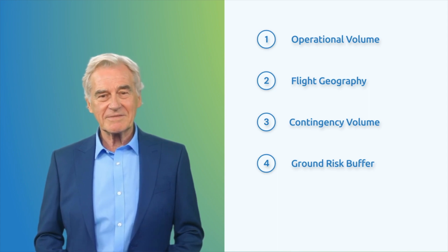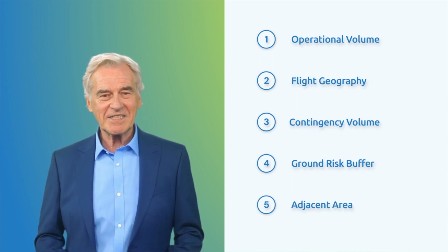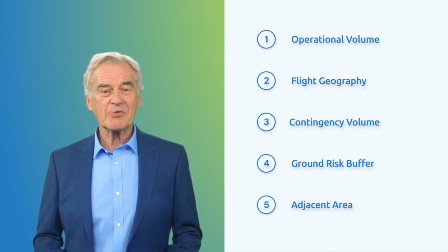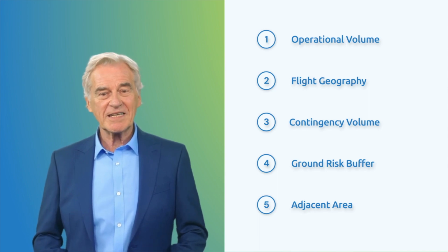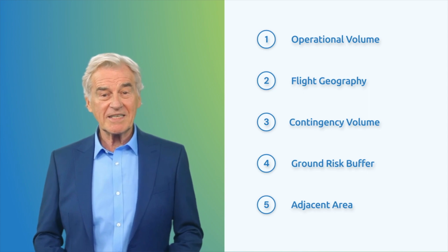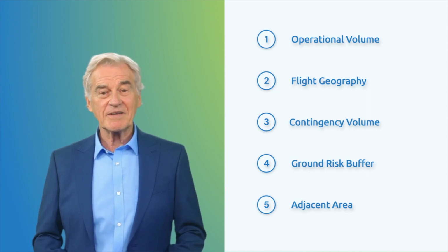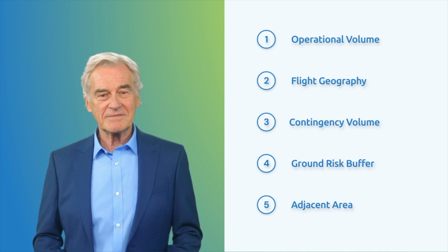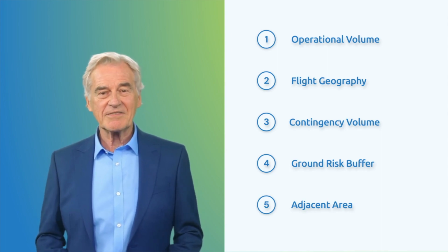And last, adjacent area. Think of the adjacent area as the space right outside the safe zone, kind of like your backyard after the fence. It's the area that comes right after the ground risk buffer on the ground and after the contingency volume in the air. Here, we're looking at the level of risk compared to what we find in the main safety zones. There are two scenarios. 1. The risk in the adjacent area is lower than what we see in the main safety zone. 2. The risk in the adjacent area is higher than what we find in the main safety zone.